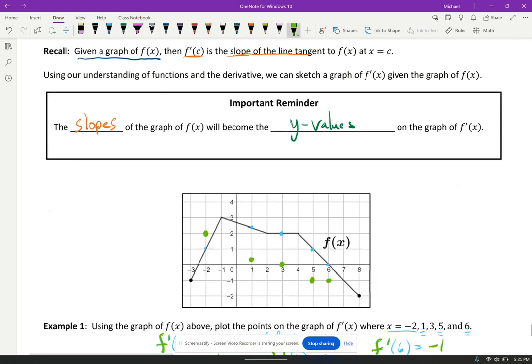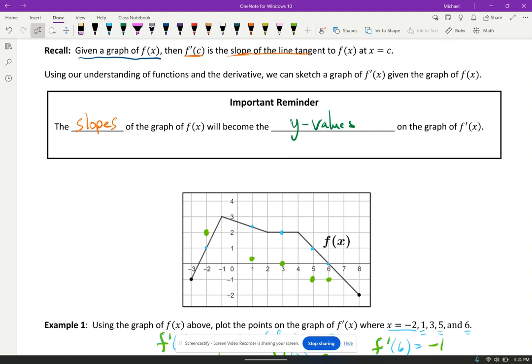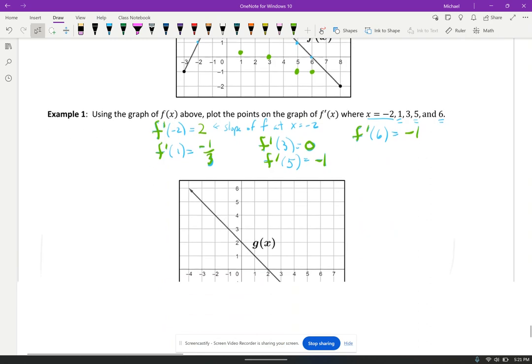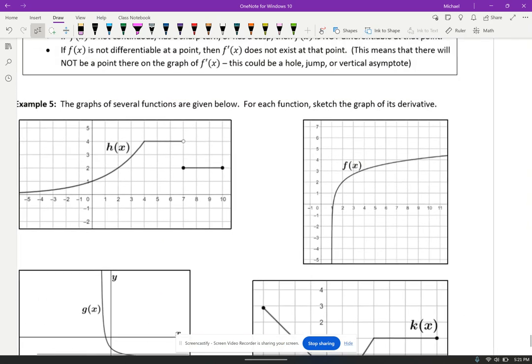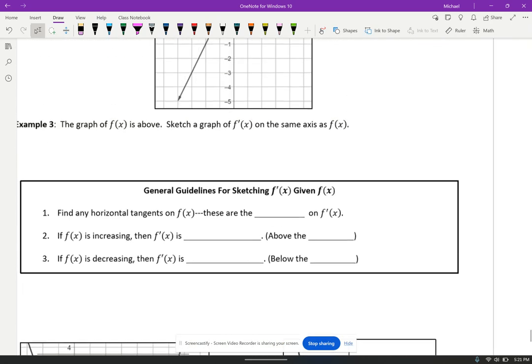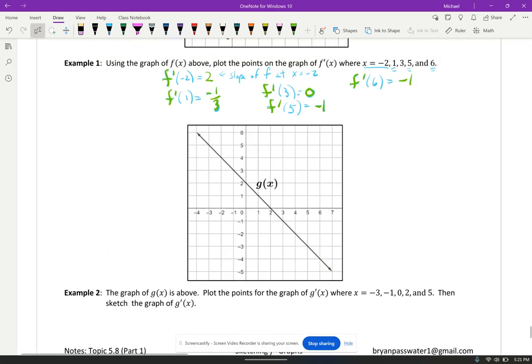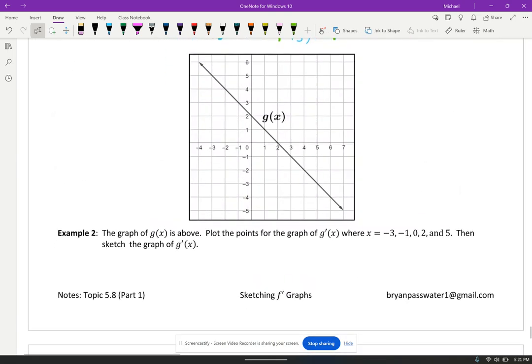So let me go back to this box because this is going to be the key to what we're doing. The slopes of the original function are going to become the y values on the graph that we're going to create for f prime. Can we try that again? So let's try that again with example 2, and then we'll pause here.